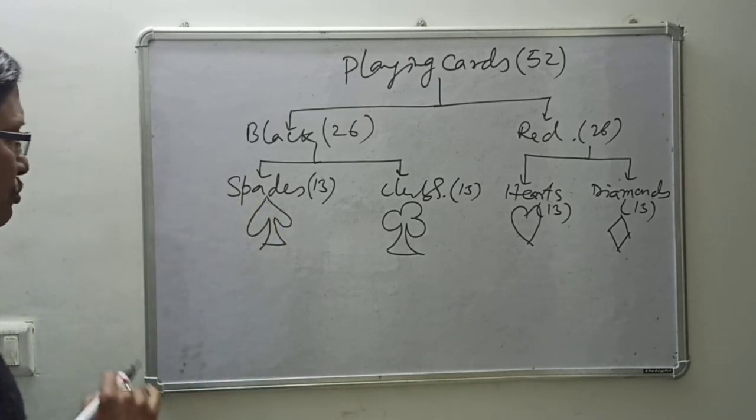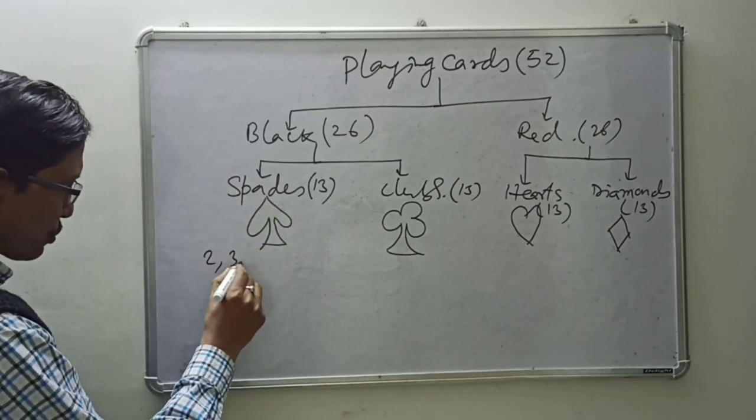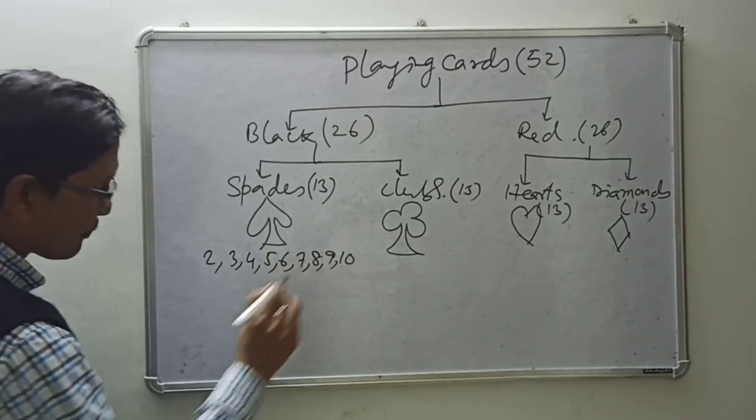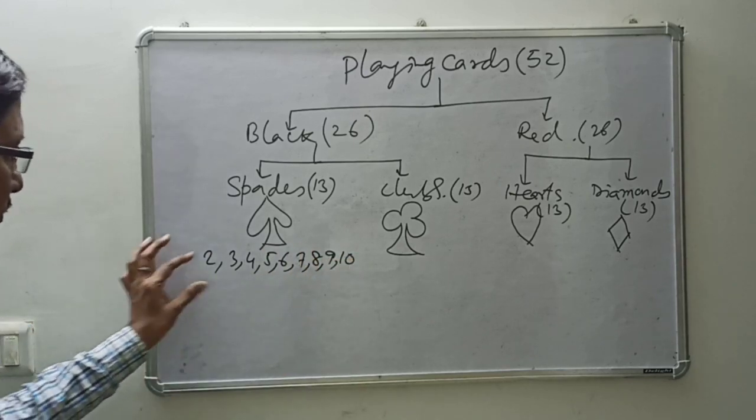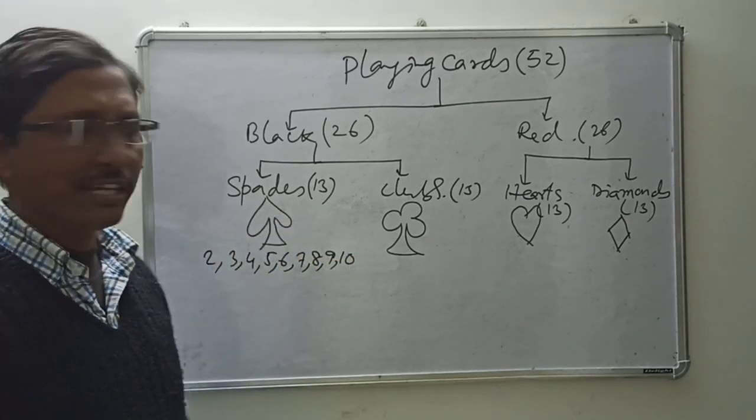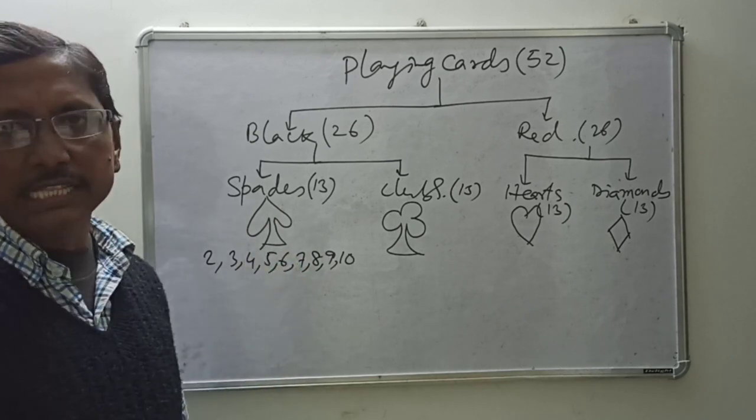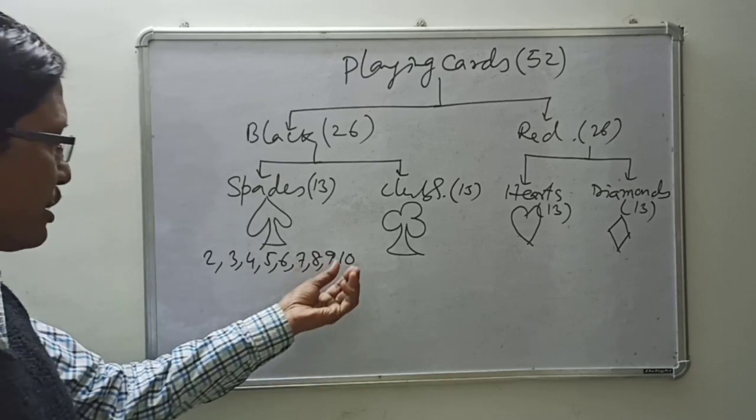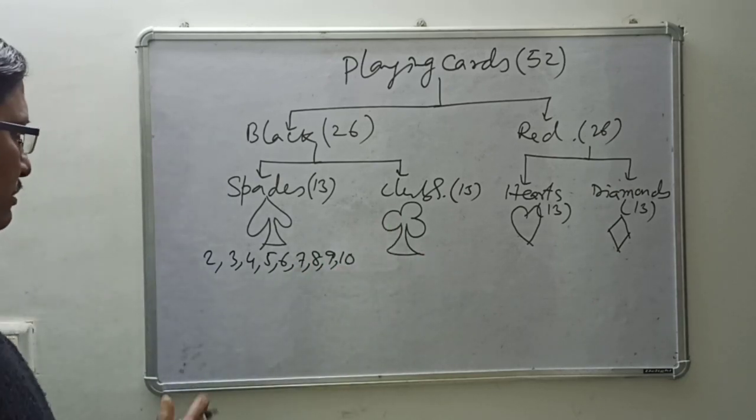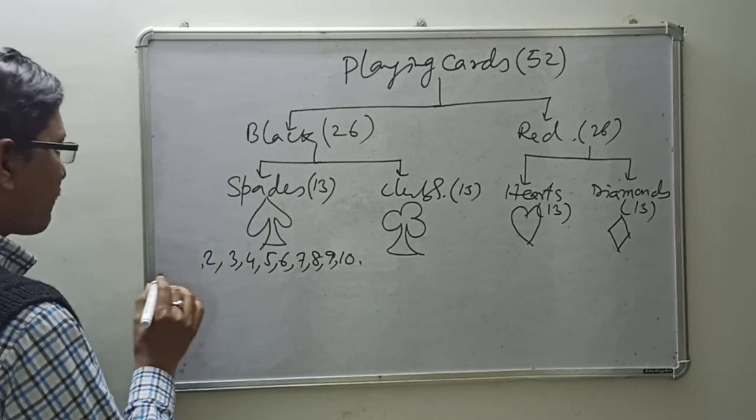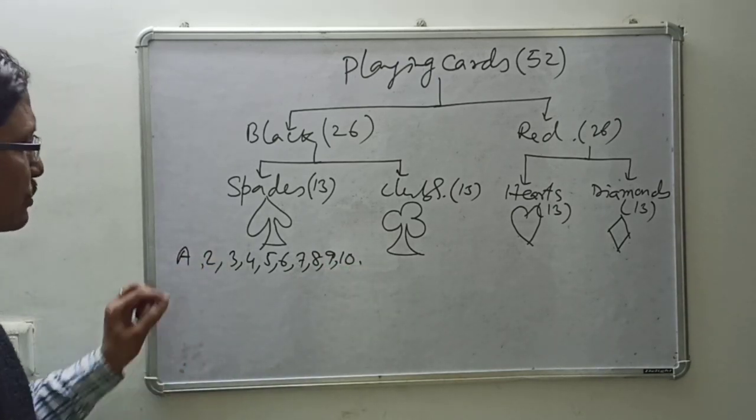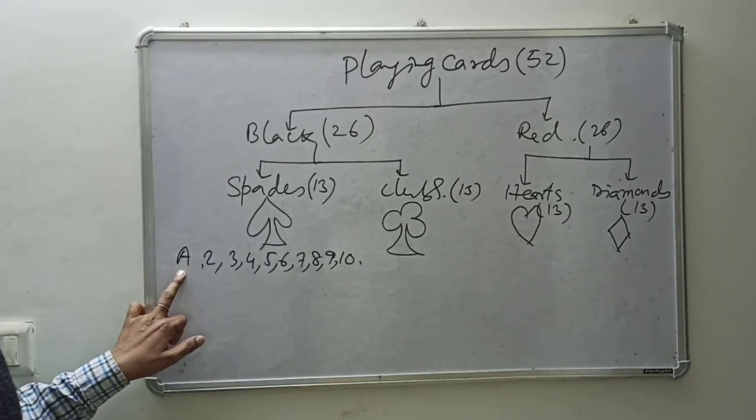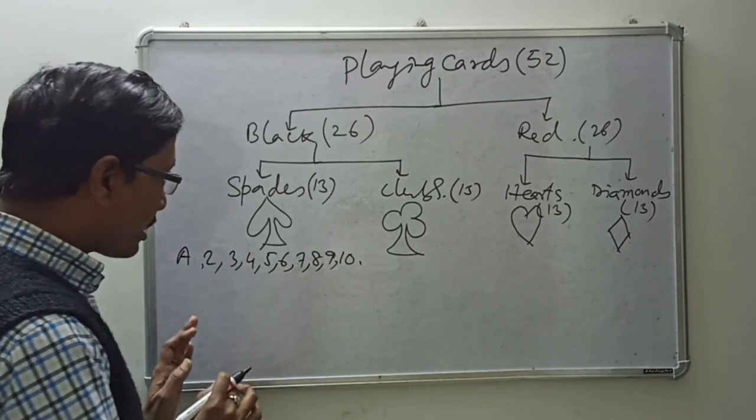So in these 13 cards, what do you have? 2, 3, 4, 5, 6, 7, 8, 9, 10. These 9 cards are number cards. The number is written there. In the spade, suppose a 5 is written, it means 5 spade symbols will be there. Similarly for 10, there will be 10 spade symbols. And next you have the ace, the first one, known as the ace. So we got 10 cards.